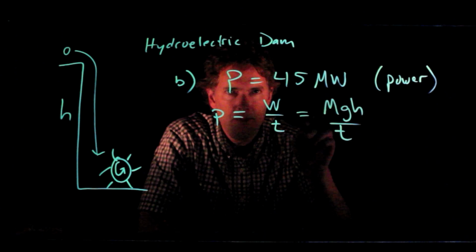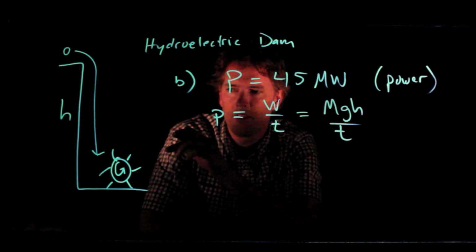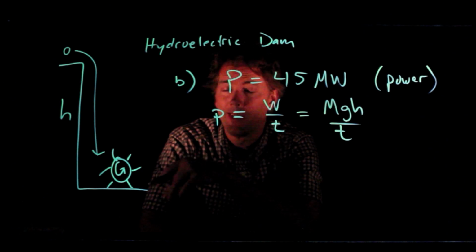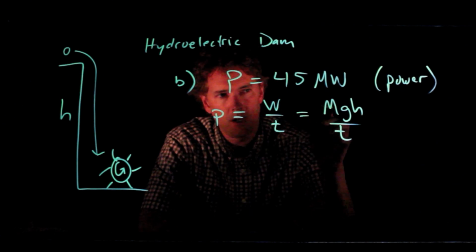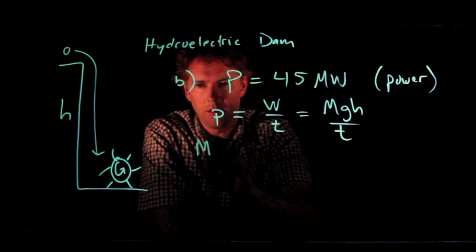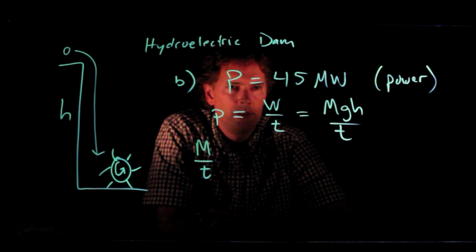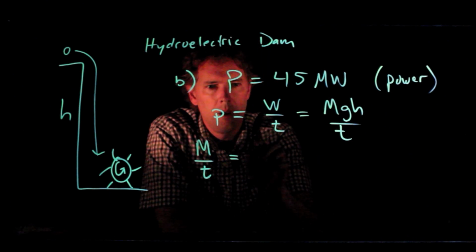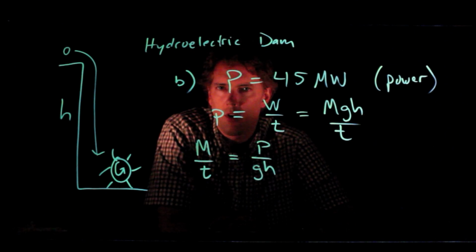Now, I used a capital M here because 45 megawatts sounds like a lot of power. And I suspect that 1 kilogram of water is not going to be able to do that. Probably a lot of kilograms of water falling per second are required. And so that's why I used a capital M here. So what they are looking for is, what is the mass of water per second to generate that much power? And so if I look at this previous equation right here, M over t is just equal to P divided by gh. And now we have all those numbers.